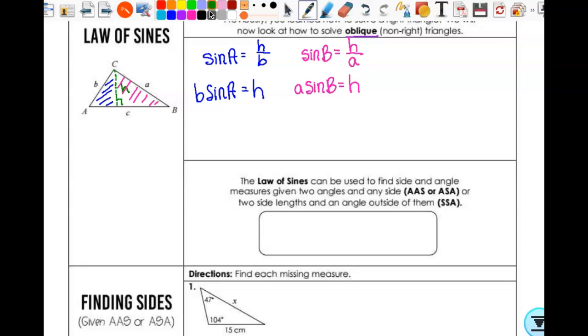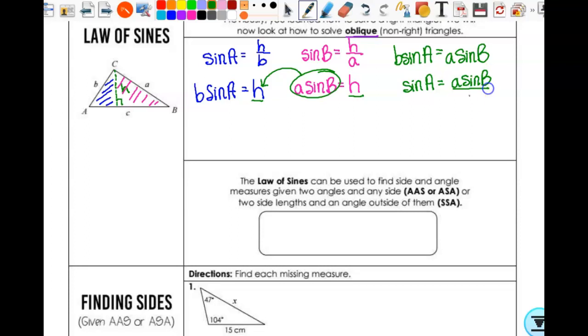Then I have these two little equations that both equal h. So since they both equal h, I can take this, which is equal to h, and substitute it in right there. Would you agree with that? Basic substitution. So that means that b times the sine of angle A equals A times the sine of angle B. So we're going to rearrange this a little bit. I'm going to start by dividing both sides by little b. This gives me the sine of angle A equals A times the sine of angle B over little b.